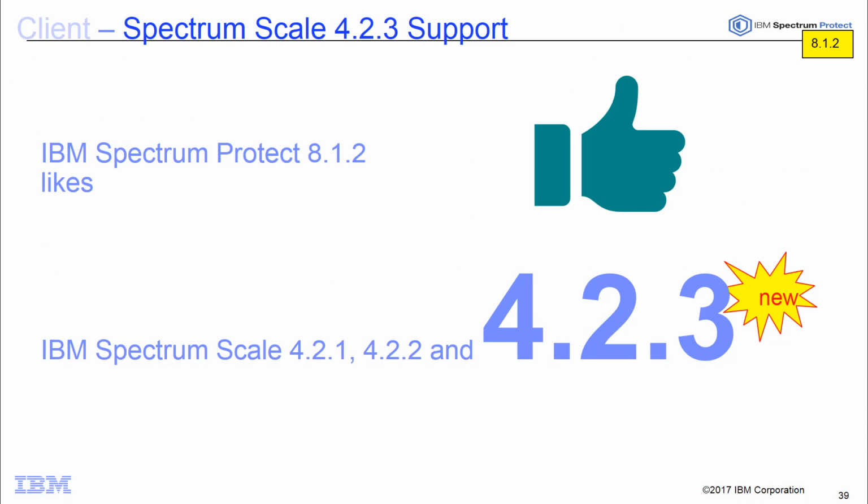On slide 39, we now support IBM Spectrum Scale 4.2.1, 4.2.2, and 4.2.3. So 4.2.3 is our newest level of IBM Spectrum Scale that we can back up to IBM Spectrum Protect.